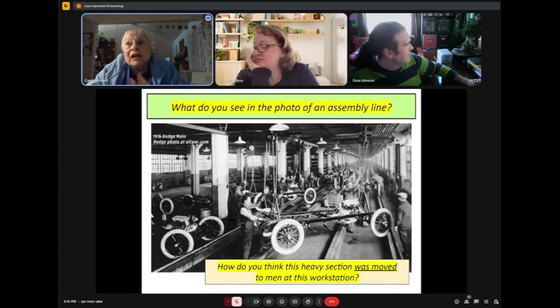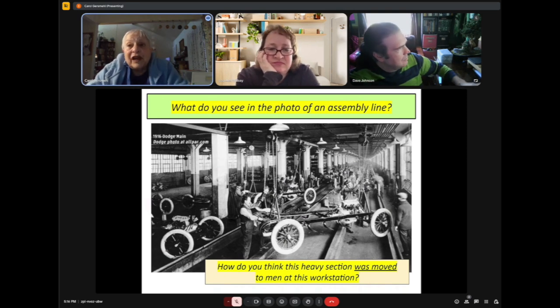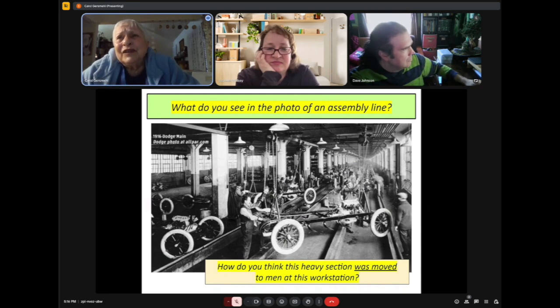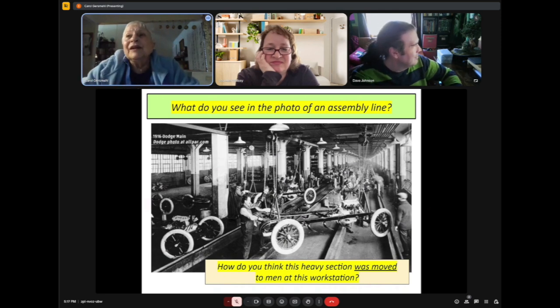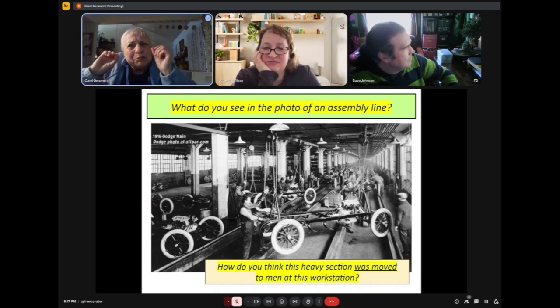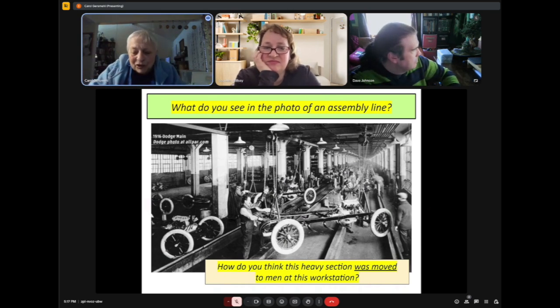This is not in a Ford plant. This is in a Dodge factory. They call them plants for some reason. And they found all sorts of interesting ways to move the bottom of a car around. It looks like it's hanging, and somehow it will get pulled to the next workstation.